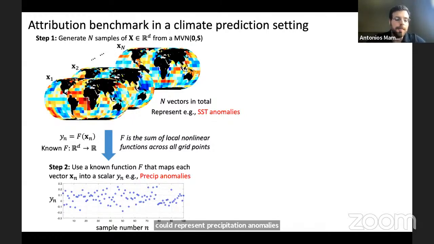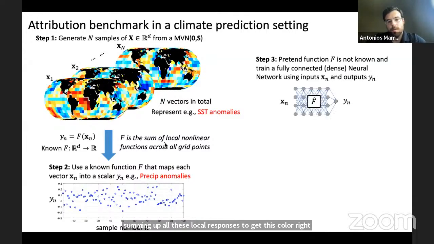Now, this function f, I have to say, for this specific example is essentially the summation of local nonlinear responses across the globe. So for each grid point here in the globe, imagine that there is an underlying nonlinear function that transforms this input value into a local response, and then I'm summing up all these local responses to get a scalar value.